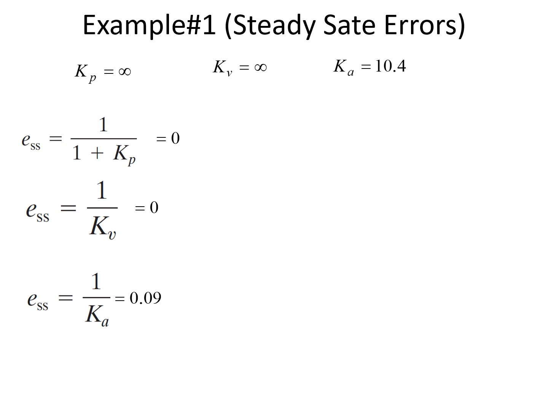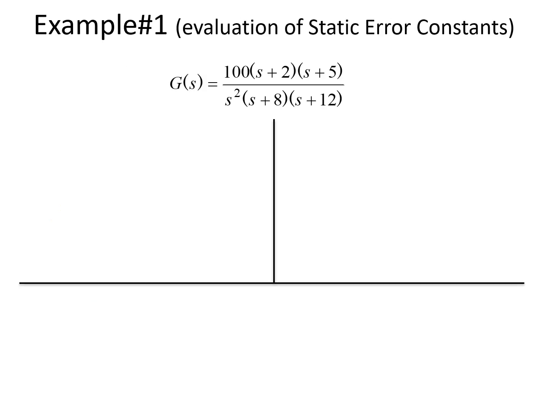And ESS is equal to 1 divided by 1 plus Kp, which is equal to 0. In terms of velocity constant, it is 1 by Kv, which is also equal to 0. And in terms of acceleration constant, it is 1 by Ka, so you are going to get the value of 0.09 for the above example.